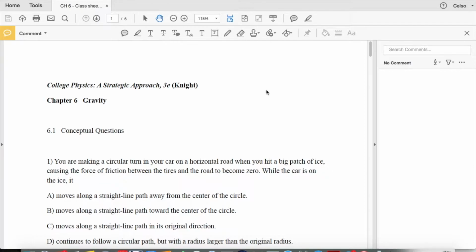Taking my pen and put together some problems of chapter six. So let's go briefly over chapter six. Exam number two is going to be based on chapters four and five, Newton's law, basically, and application of Newton's law. And chapter six is rotation, and also there is the introduction of gravity, the gravity force.